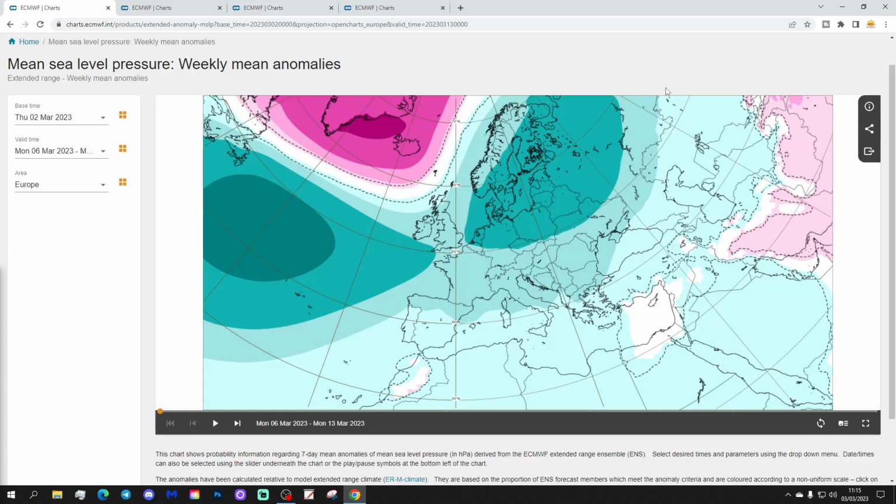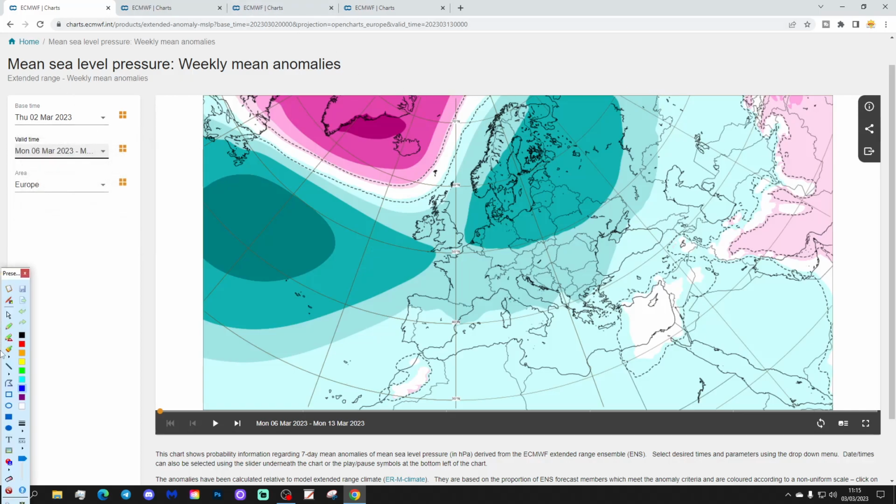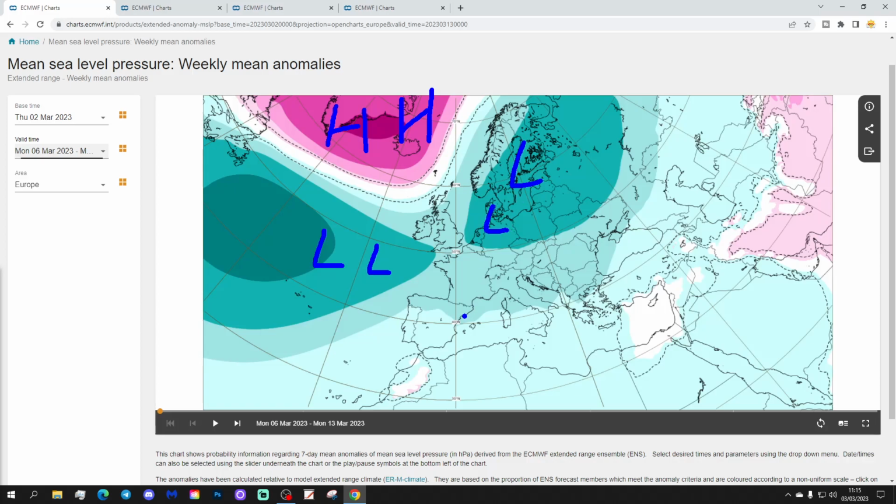Right, we'll start off with the week one mean sea level pressure anomaly. It's going to take us from the 6th to the 13th of March. Next week, we'll find high pressure blocking around Greenland and Iceland, with low pressure to the west, south, and east of that blocking area of high pressure. That'll bring the wind in from a colder northerly, northeasterly direction, and the low pressure could provide some snow as it runs into that cold air.